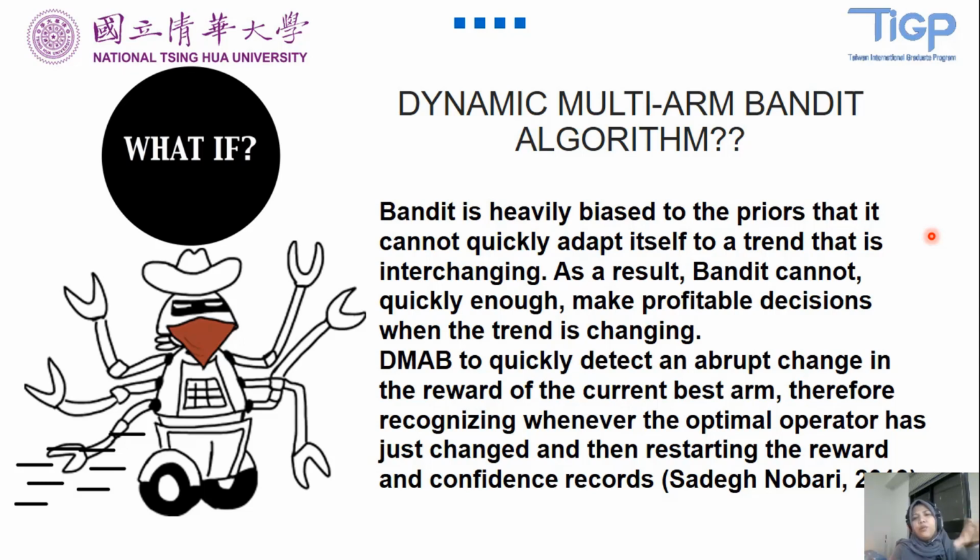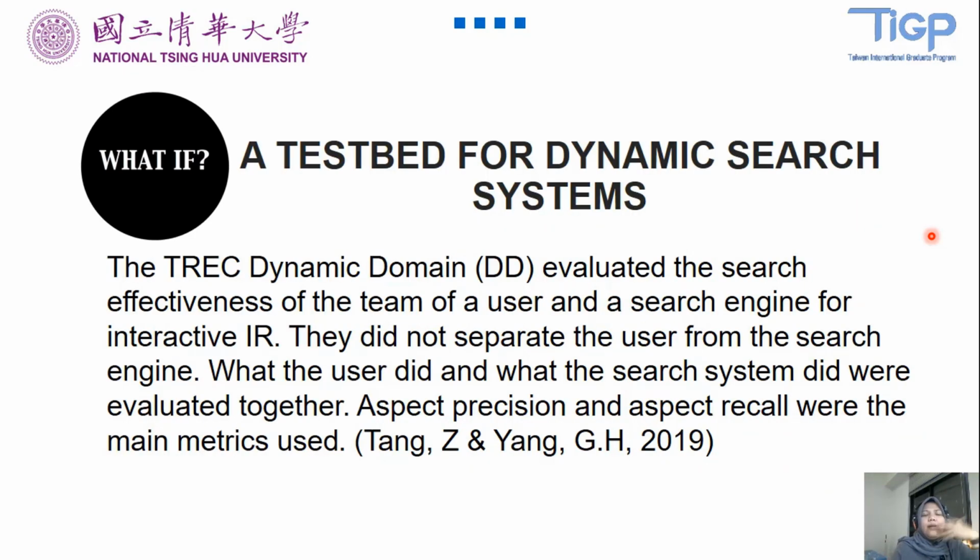Maybe if we use this algorithm replacing the MAB, the result of the new object search will be better than previous research. And about the measurement, what if we use a testbed for dynamic search systems, because the TREC Dynamic Domain evaluates the search effectiveness of the team of user and search engine for interaction. They did not separate the user from the search engine. What the user did and what the search system did were evaluated together. The aspects of precision and recall were the main metrics that we use. So what if we use this type of measurement to evaluate the performance of the algorithm?